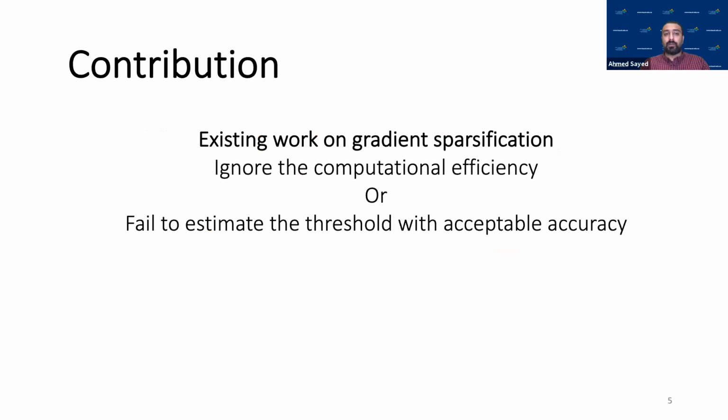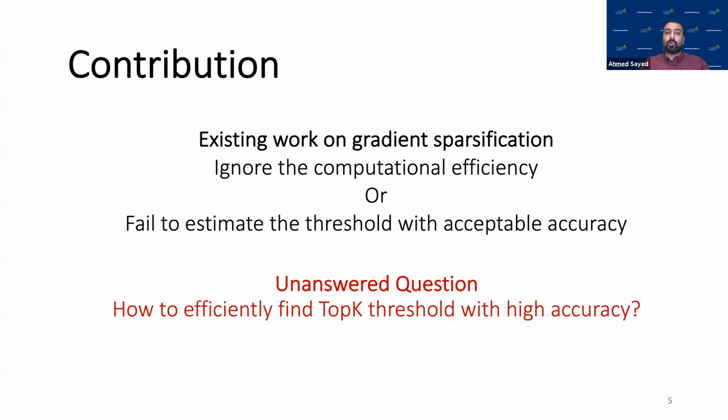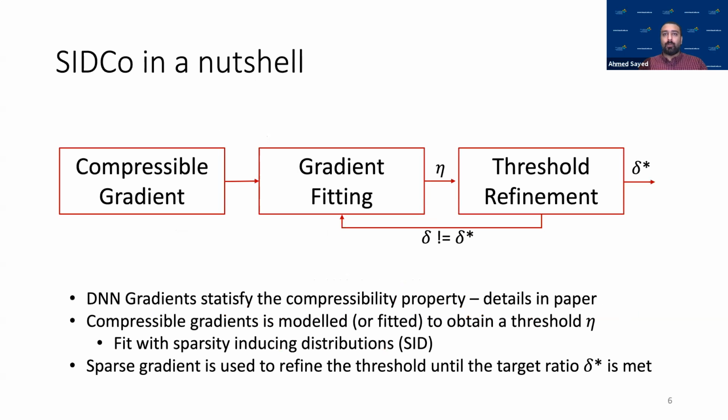So our contribution is that we find that existing work in gradient sparsification either ignores the computational efficiency of the compression methods or fails to estimate the threshold with acceptable accuracy, and therefore convergence is not guaranteed. So in this work, we try to answer this question: how to efficiently find a top-k threshold with high accuracy. So we propose SIDCo.